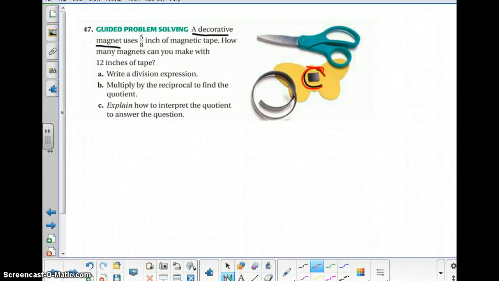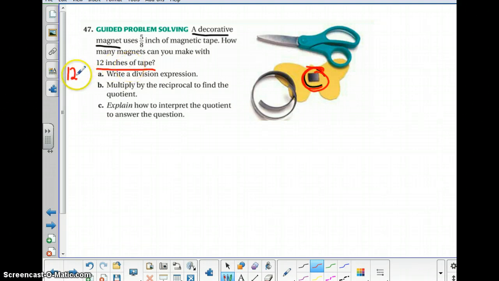All right, so if each decorative magnet is 5/8 of an inch, how many inches of tape do we have to work with? 12 inches. So what are we starting with? Are we starting with a small piece, or are we starting with a long strip of magnetic tape? Yeah, we're starting with a long strip of magnetic tape of 12 inches.